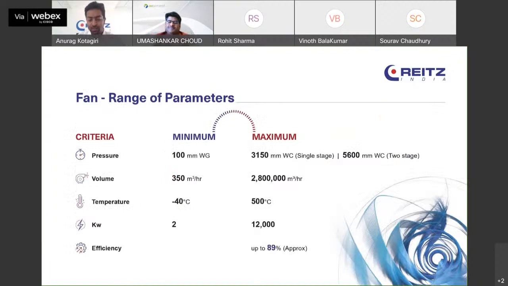This is the range of parameters we do, typically from 100 watt column to 3150 if it's a single stage, or 5600 if it's two stage. Volume, as you all know, we've maximum done up to 20 lakh meter cube, but we can go up if there is ever a requirement. And we've given a highest efficiency of 89% in the industry.